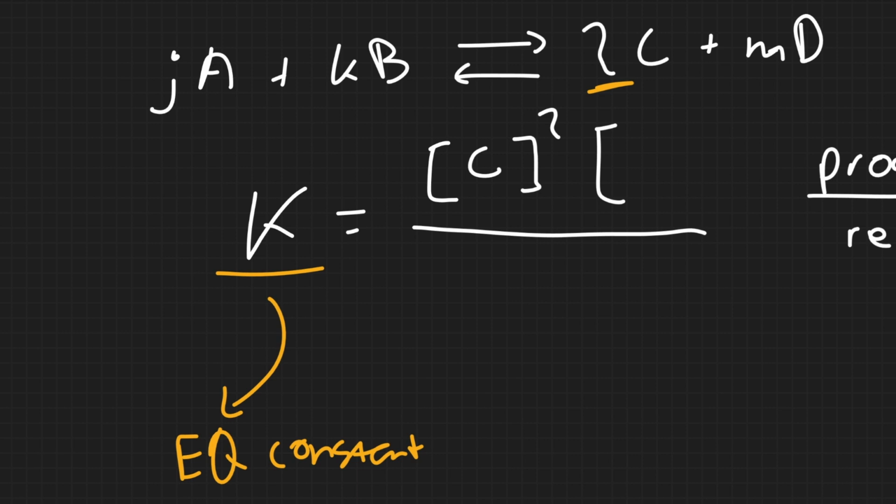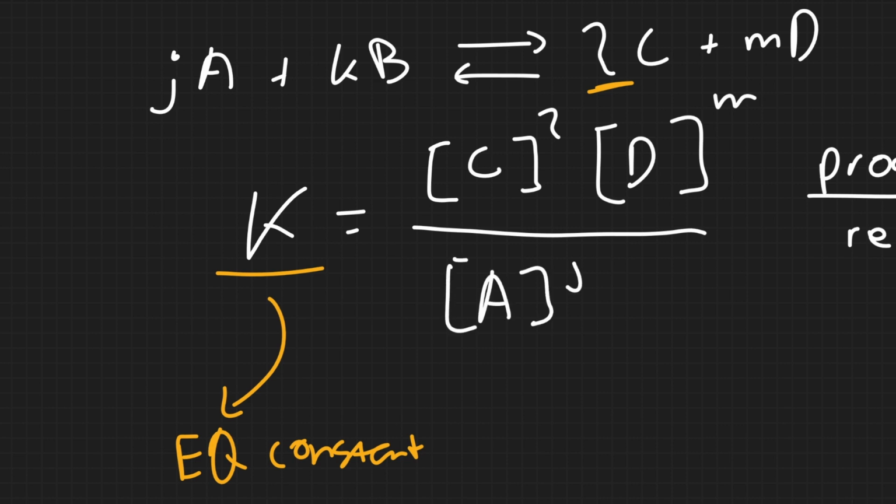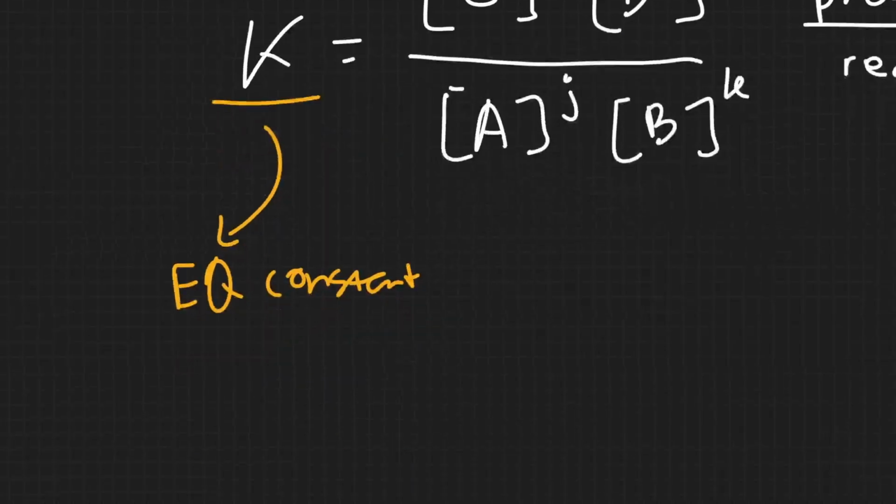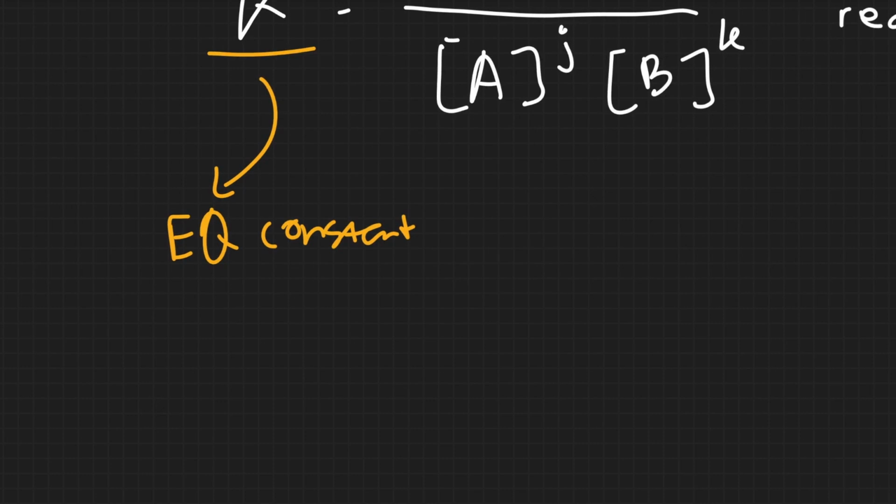And then we have, oops, I wrote this wrongly. This should actually be m and then D. So then it'll be D raised to the power of m, and then we'll do the same for the reactants. So we have A raised to the power of j, and then we have B raised to the power of k. So pretty straightforward. You just need to make sure that your reaction is balanced, so that you're writing the proper coefficients. And just for some extra detail, if you ever see something called Kc, that's the same thing as just K.